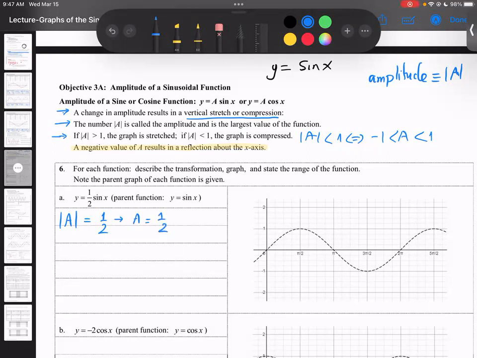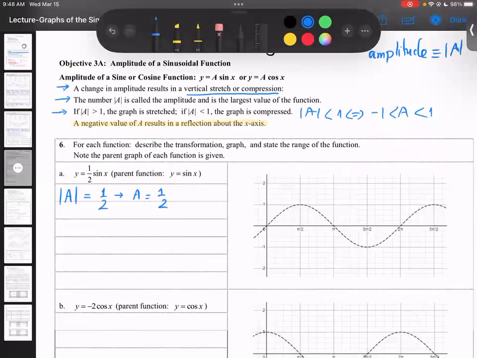Look at the formula. y equals A times sin x, right? So whatever you see there, it is A. It is A, not the absolute value of A. Vertical compression or vertical stretch? Compression. Is it flipping? No, it's positive. Vertical compression.